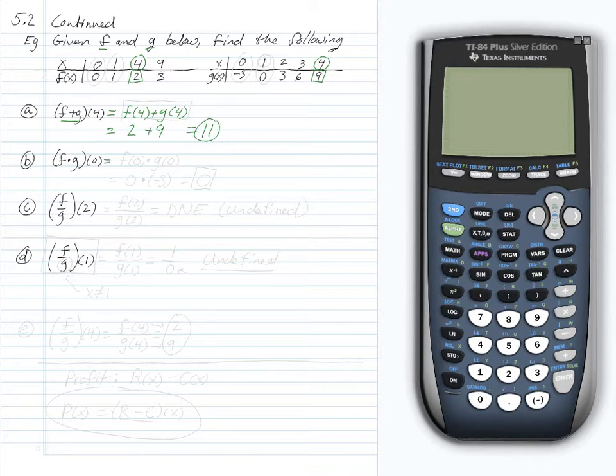Alright, so that's how we're going to have to handle all of these. F times g, again, I don't have a function that'll calculate f times g of an input, but I can calculate f of that input and multiply the result by g of that input. Well, f of 0 is 0. G of 0 is negative 3. Well, 0 times anything still gives us 0.